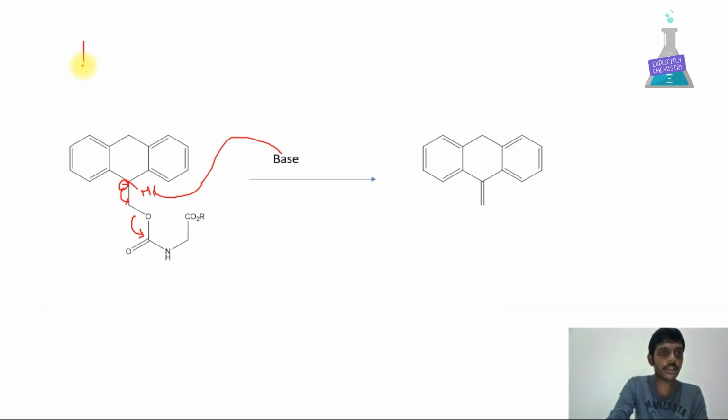This is also one of the examples of E1CB elimination. Here the base subtracts this proton, forming the negative charge, and the negative charge is more stable due to resonance, so the leaving group will be eliminated here, forming this product.